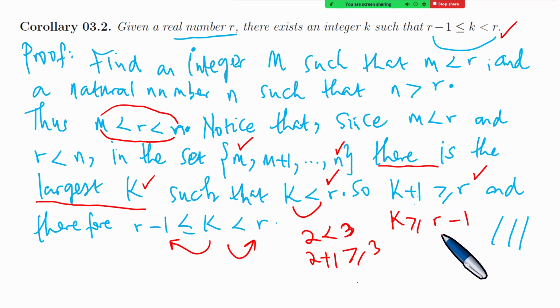R minus 1 is less or equal to k, yet k is smaller than R. And therefore, given a real number R, try to understand this. Given a real number R, there exists an integer k, and this k can be put between the real number R minus 1 and the real number R. Okay, just try to digest that and process that. Okay, we move on.